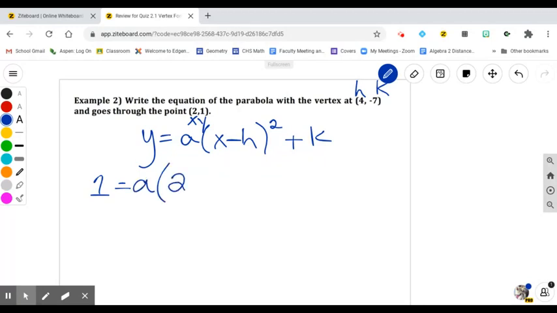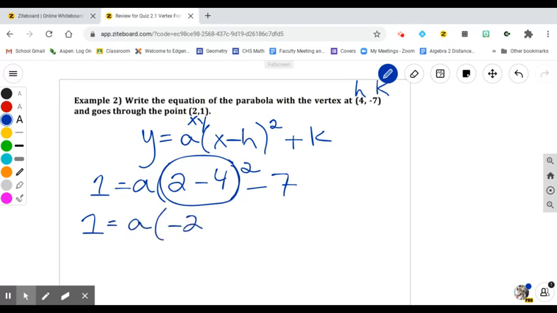X is 2. Minus H is 4. Plus K, which is minus 7. So we take this and we solve for A. Remember, you do parentheses first in here. 2 minus 4 is negative 2. You just rewrite everything else.